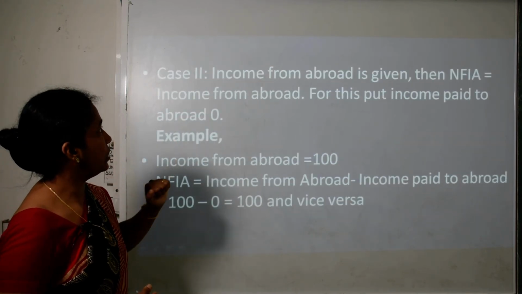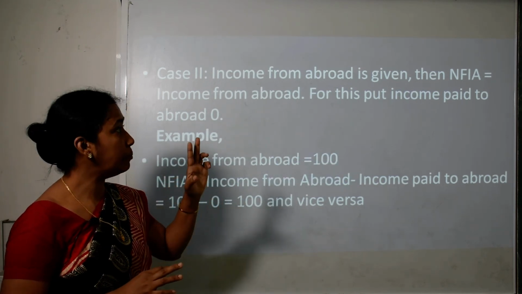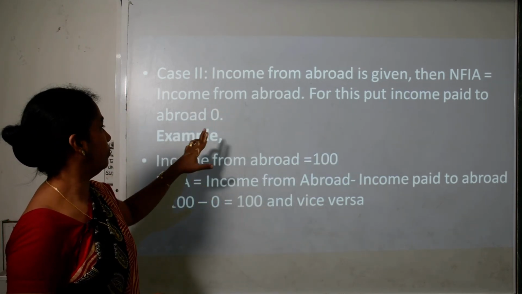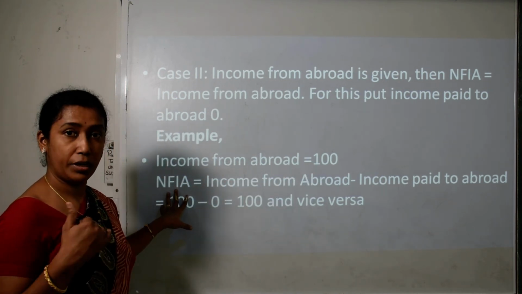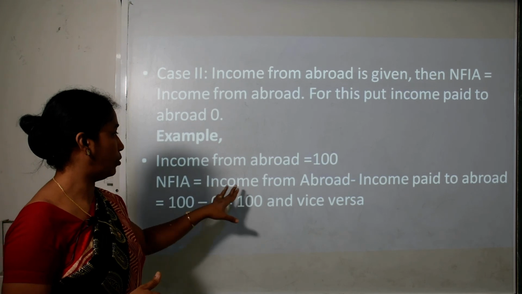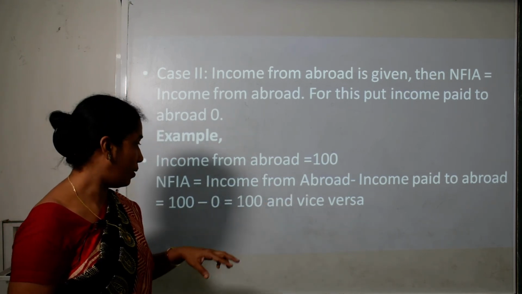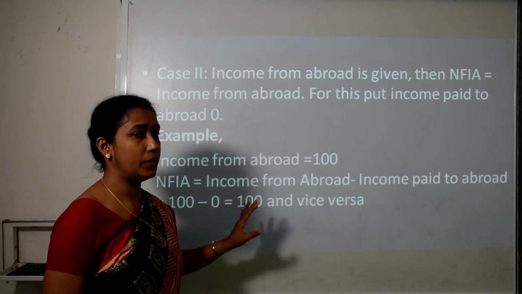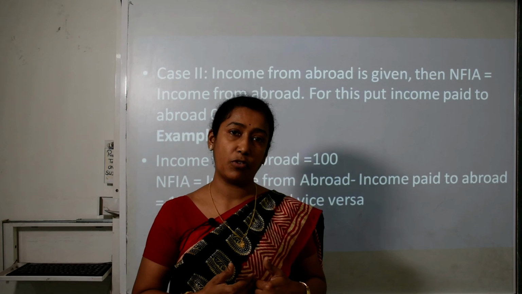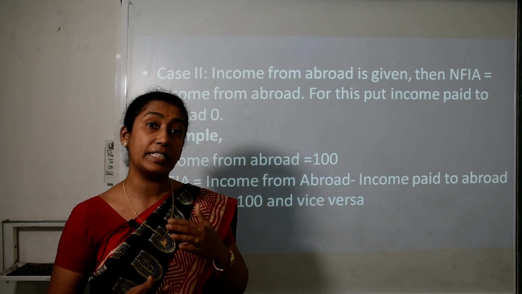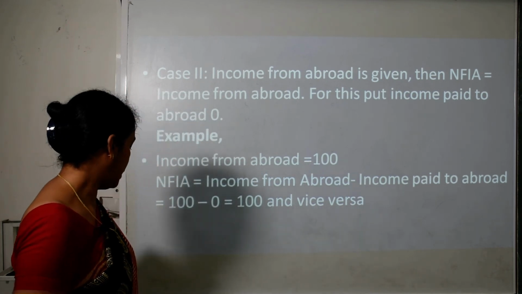Now case 2, which we have missed, is that income from abroad is given, say for example, and income paid to abroad is not given. For this purpose, income from abroad is 100, and if we are going to calculate net factor income from abroad, we need to deduct income paid to abroad from income from abroad, and you will get 100. That means when we calculate net factor income from abroad, it can have a positive result and it can have a negative result as well.